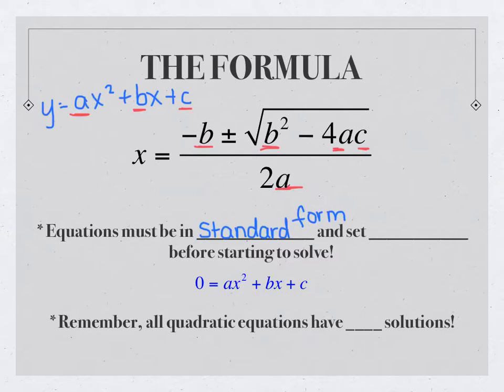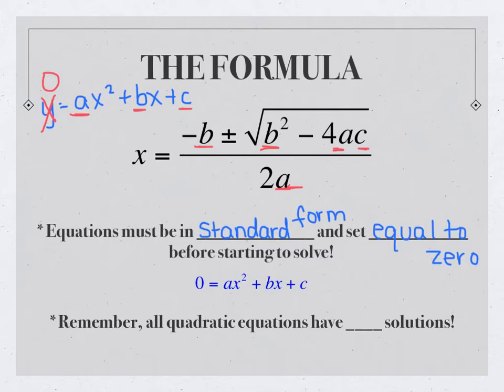To solve it, you can't have an x and a y in there, because remember that if it has an x and a y, there are lots and lots of different solutions, because every solution is just a pair. So instead of having a y here, we're going to have a 0 here. Before we start to solve, we have to be in standard form, and we have to set everything equal to 0. So this is what we want our equations to look like before we jump into the quadratic formula. If your equation doesn't look like this, you can't start this. You've got to have it look like this before you can start the formula.